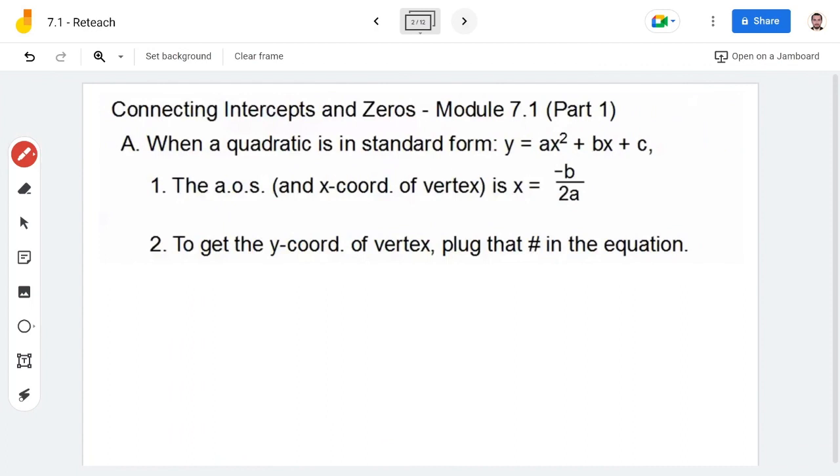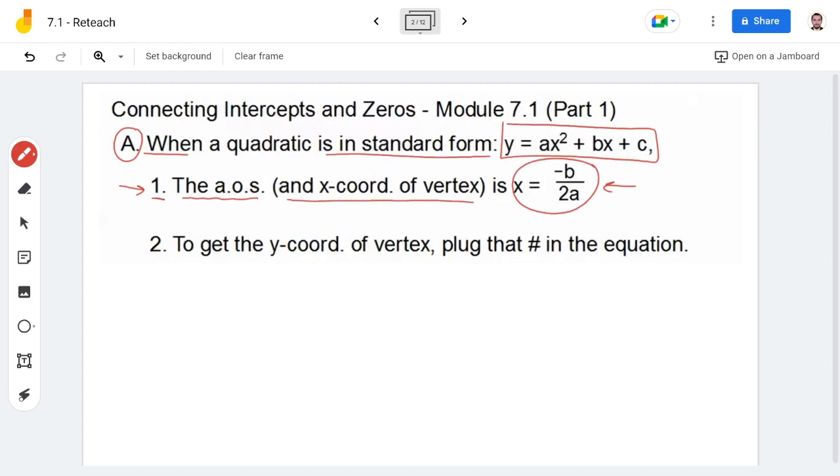Now let us start with connecting intercepts and zeros. First of all, when a quadratic is in standard form, which is y equals ax squared plus bx plus c, we can find the vertex using this formula. Number one, the axis of symmetry, the x coordinate of the vertex, we can find using this formula, which is x equals negative b over 2a.